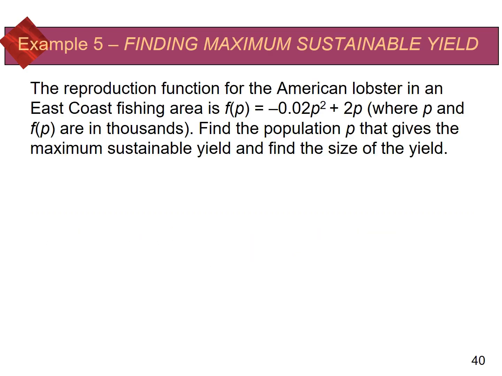For example, the reproduction function for the American lobster in an East Coast fishing area is f of p equals negative 0.02 p squared plus 2p, where both f of p and p are in thousands. So whatever answer I would get here would be thousands of lobsters. We want to find the population that gives the maximum sustainable yield, and we want to find the size of that yield.